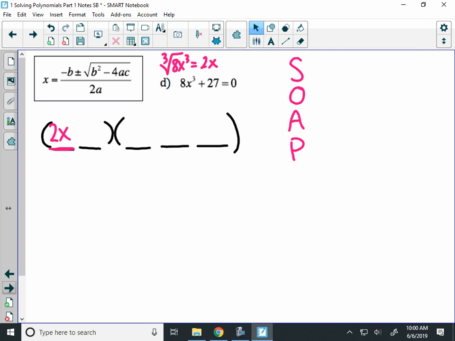The second blank takes the cube root of 27, which is 3. Don't put any sign in the middle yet. We'll get to that, but I have a 2x and a 3. Now let's fill in the other set of parentheses.